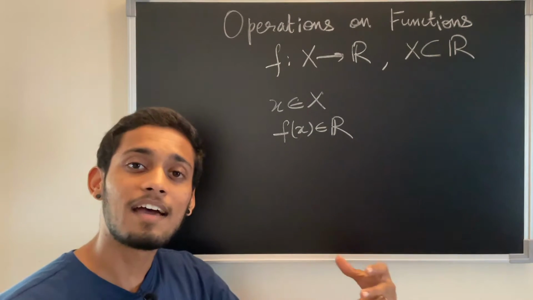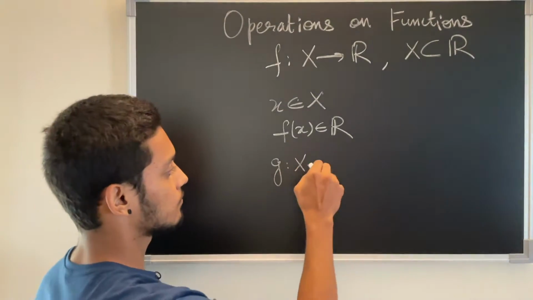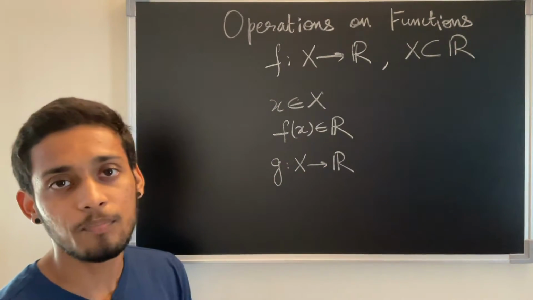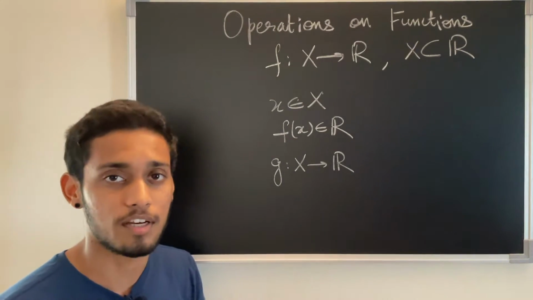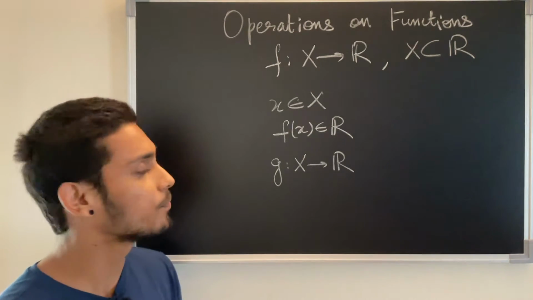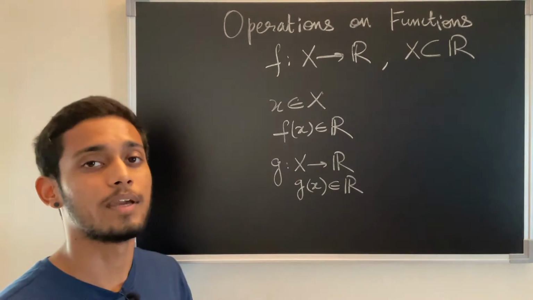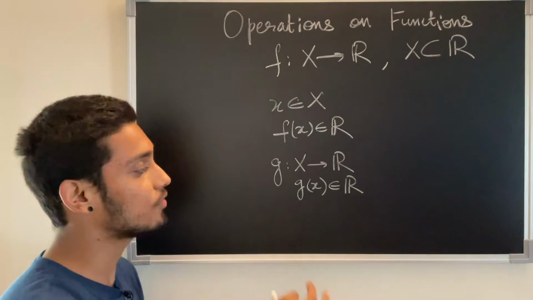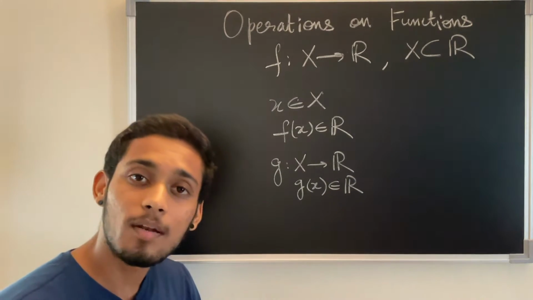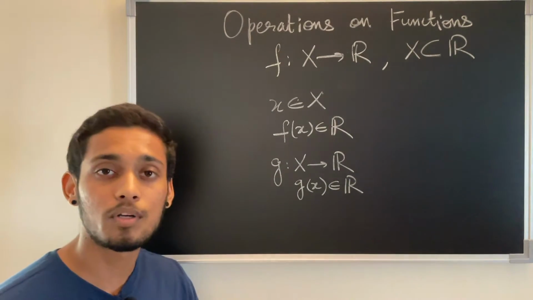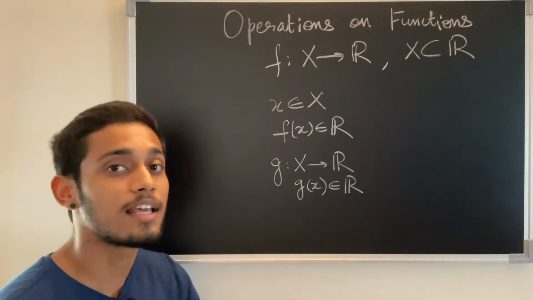If we have two such functions, say g is another function, also defined on the same domain and codomain, with some different definition, then the images of the elements from the domain are both real numbers. So f of x and g of x are both real numbers. We can add these two elements, we get another real number. Then we can multiply, we get another real number. If g of x is not equal to 0, then we can divide them and we can get another real number. So we can perform all these basic operations on real numbers.